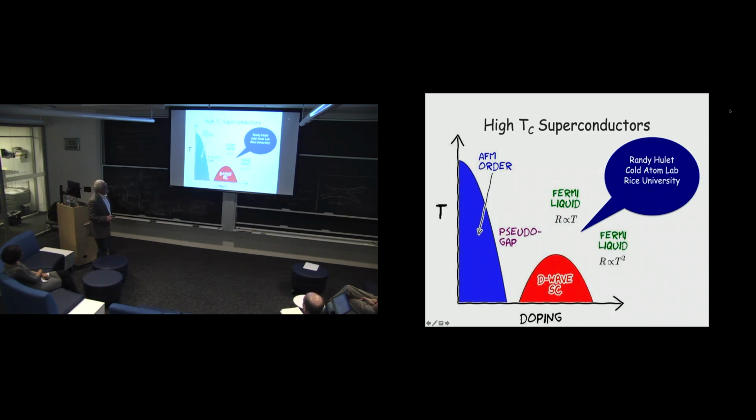Here's a cartoon. Actually, this is a cartoon from my friend Randy Hulet at Rice University, who's an AMO experimentalist, and it shows a diagram for the physics of the cartoon I just showed you, electrons hopping on a lattice with short-range repulsive interactions, and some of the physics that occurs in these systems. This simple model, as most of you know, is thought to be the basic model of cuprate high-temperature superconductors.